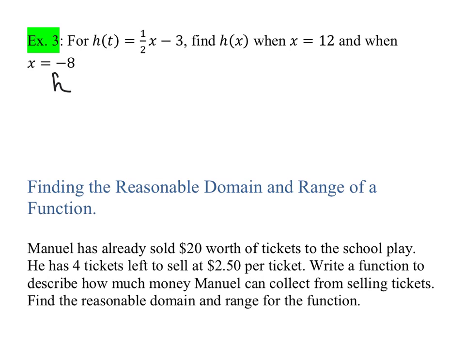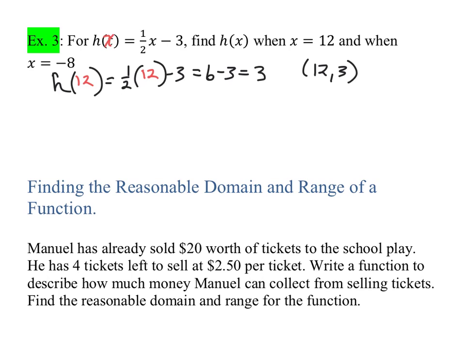So for the first one, you have h of 12 equals 1/2 times, oh, and they've got an h here. That's interesting. They have an h or a t here instead of an x. So let's just make it easier on ourselves and change that to an x. So I'm going to put 12 in for x. So half of 12 is 6, minus 3 is 3. So our ordered pair would be 12, 3. When x is 12, or in this case, h of x is 3.